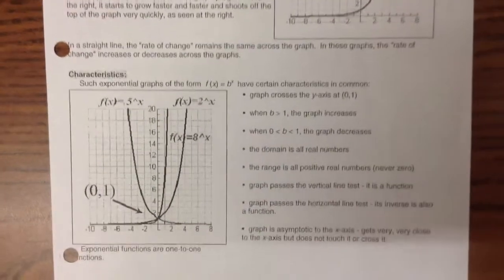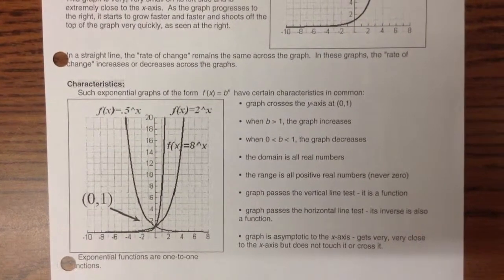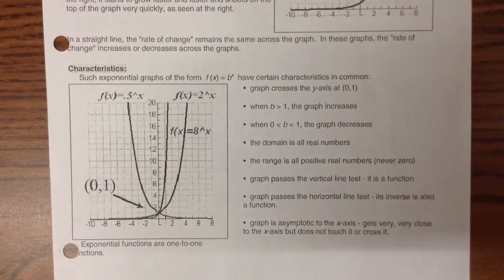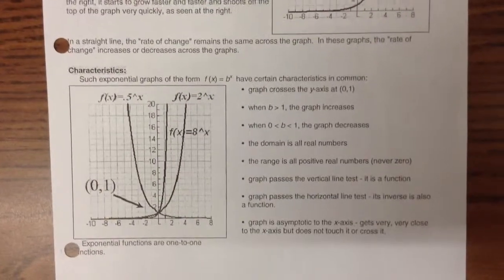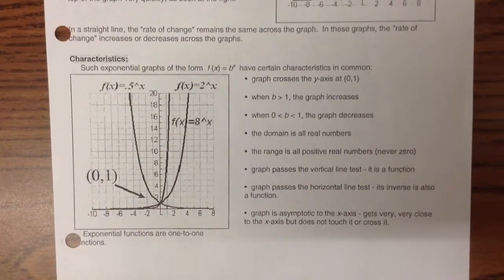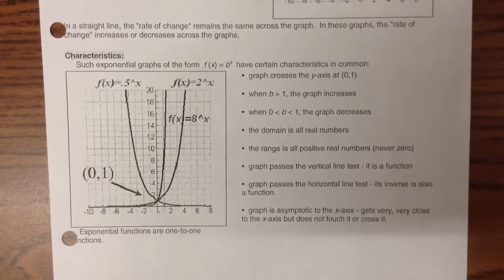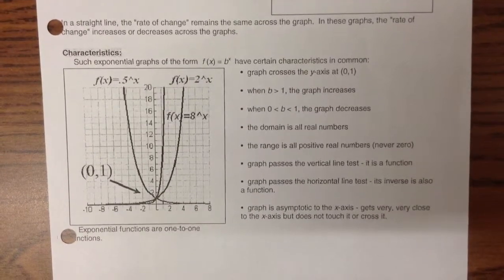Other characteristics, I'll read them out loud. For y equals b to the power of x, or here it says f of x, the graph crosses the y-axis at 0, 1 all the time. When b is larger than 1, the graph increases. When b, the base, is between 0 and 1, the graph decreases.